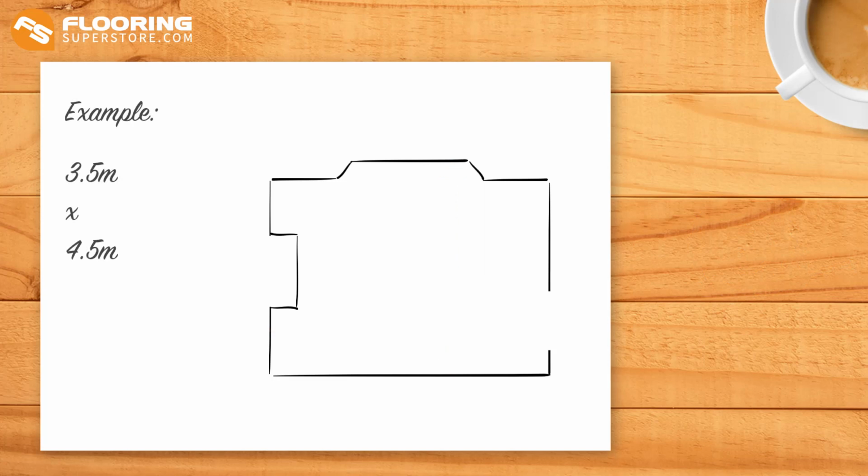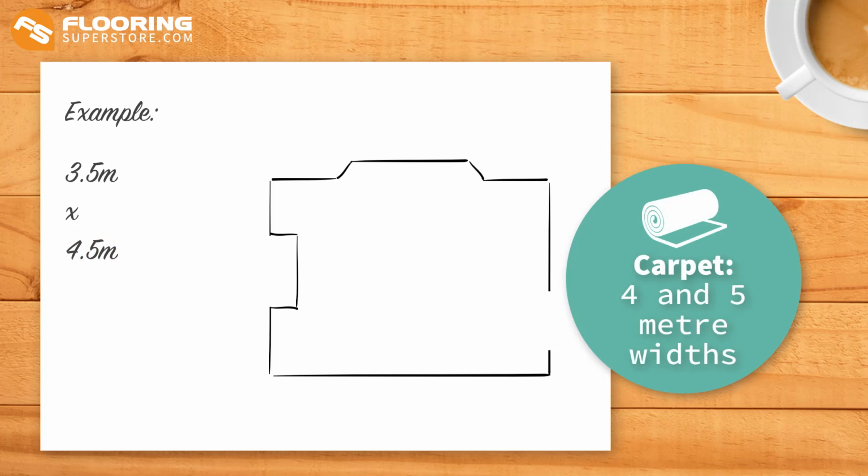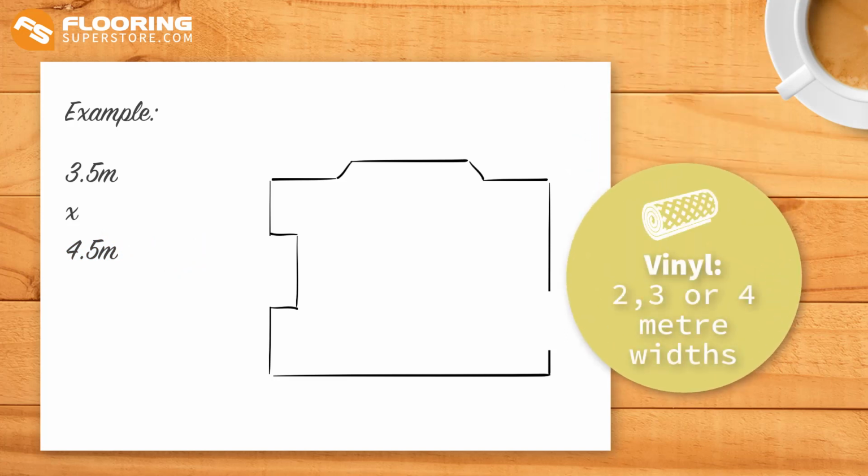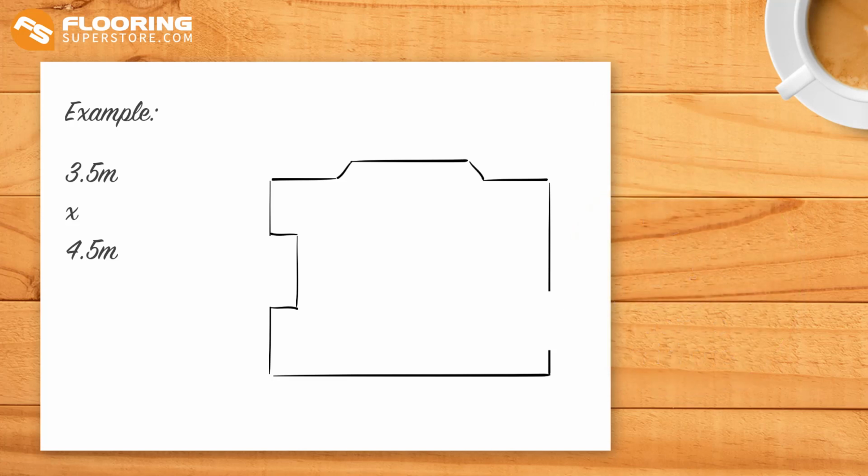When ordering your carpet, you'll be asked for your room's length, as carpet and vinyl widths are set. Carpets come in 4 and 5 meter widths, and vinyl in 2, 3 or 4 meter widths. Let's look at these measurements.